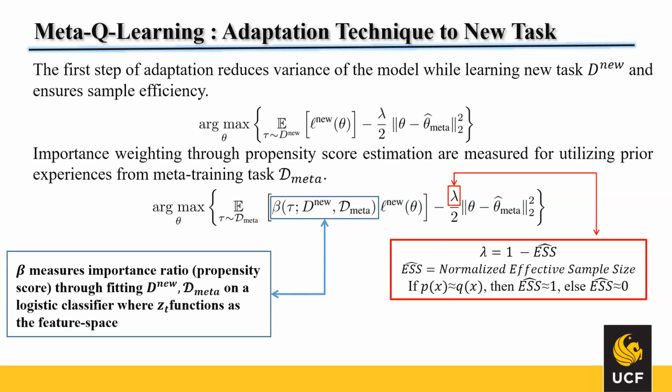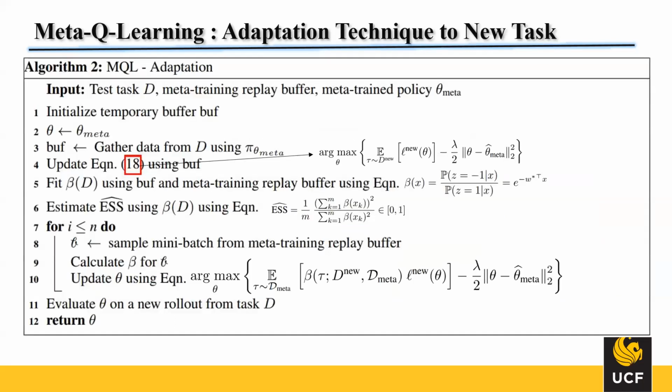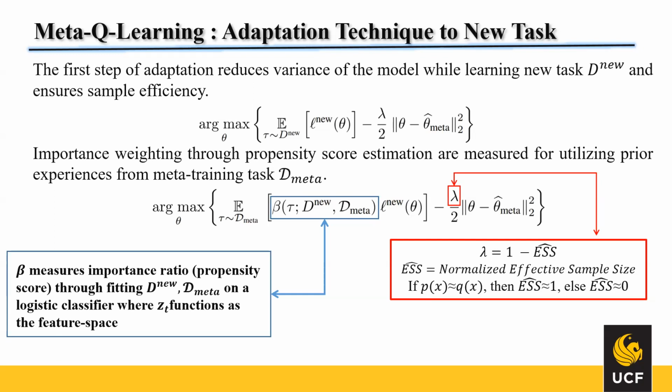We also have a second term, lambda, and lambda is a function of ESS. ESS refers to the effective sample size. ESS can be defined as the similarity between the new task and the meta task. If the two distributions are quite equal, then the value of ESS is close to 1. Otherwise, the value of ESS is close to 0. The purpose of lambda is that it relaxes the penalty function. So if two distributions or two tasks are quite similar to each other, then the effect of the penalty term is minimized in the whole optimization process.